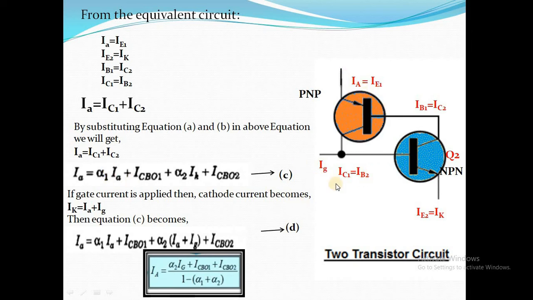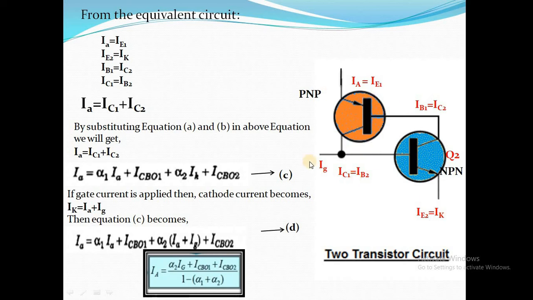So this current gets added into the anode current. Before applying the gate current, that is when the gate current is 0, only the anode current is flowing here. This anode current gets divided into IC2 and IC1, and this IC1 and IC2 combined come out of both the transistors as the cathode current. So when the anode current enters both the transistors, the outcoming current of both the transistors is the cathode current.